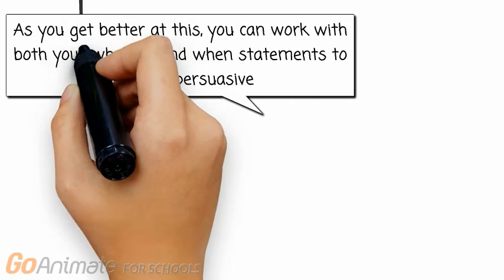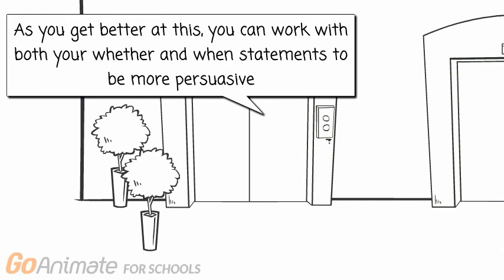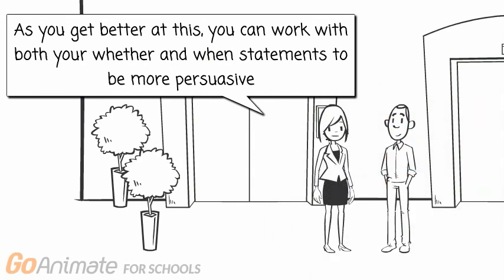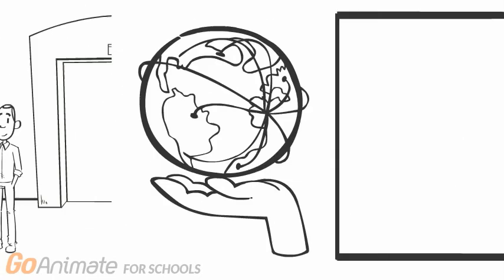So as you get better at this, you'll work with both your whether and your when statements to become more persuasive. For example, instead of asking whether someone is guilty of violating the statute, you might ask if they're not guilty of violating the statute. You might also look for exceptions to the statute to put in your when section.